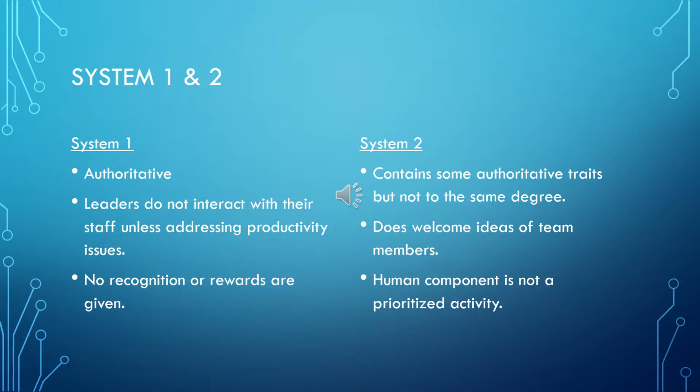For System 2 management, it does contain some authoritative traits, but not to the same degree as System 1. Unlike System 1, System 2 does welcome ideas from its organizational members. Also, leaders in a System 2 management style will make time to positively interact with staff members. The human component is not ignored, however, it's also not a prioritized activity.